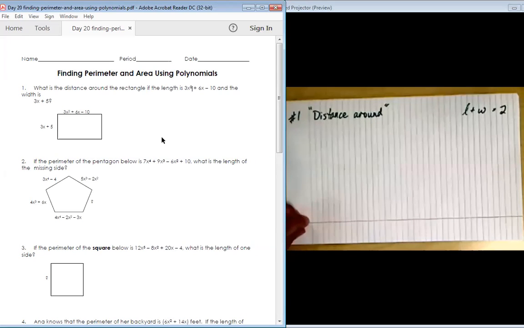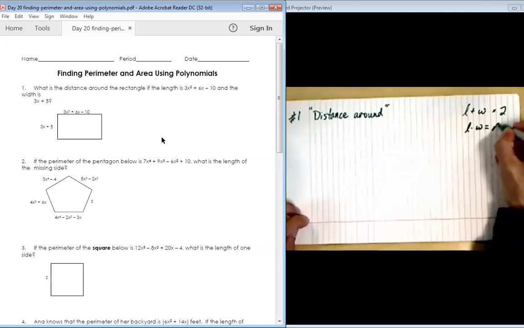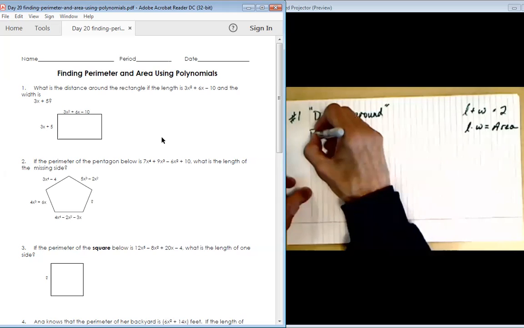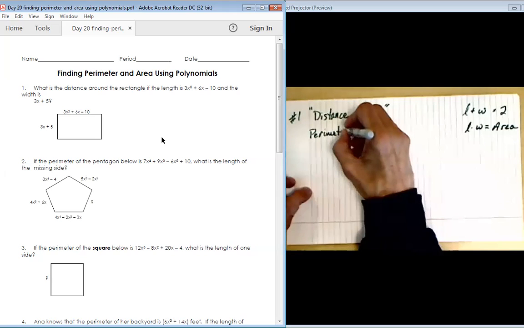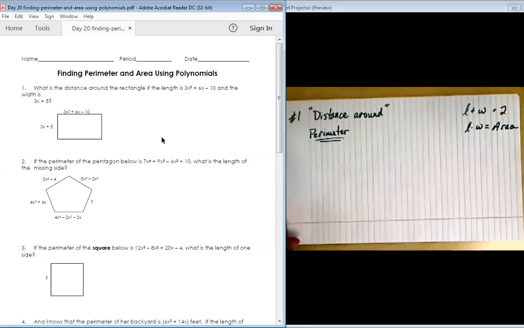It's area, length times width. Length times width, both from class. That is area if you do length times the width. Now it's asking for the distance around. And perimeter, yeah. Two length plus two width. Okay. Distance around is referring to the perimeter.